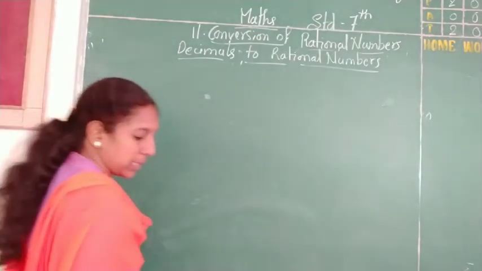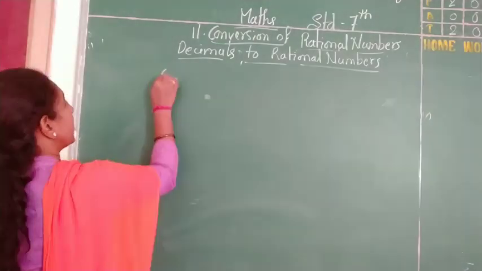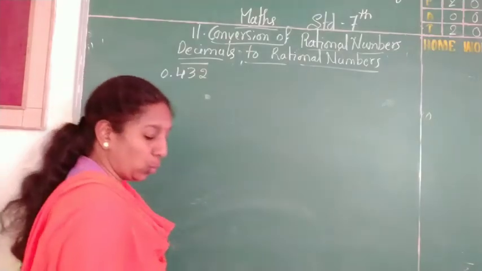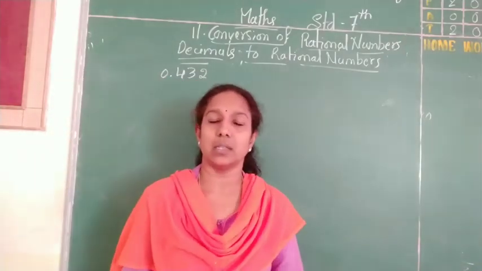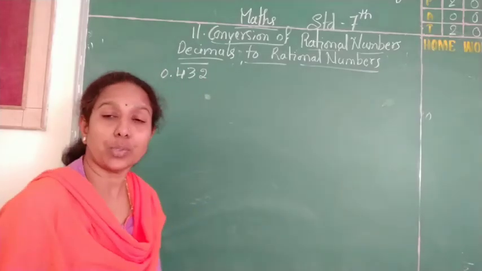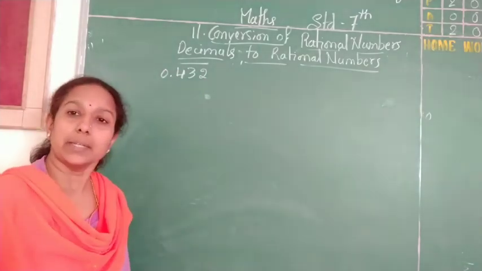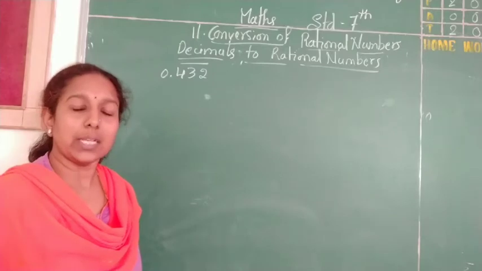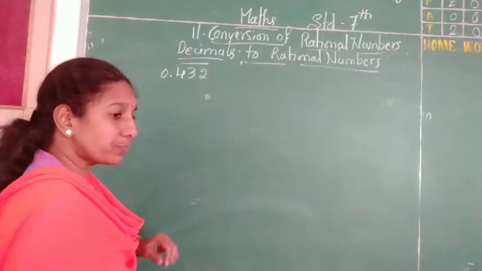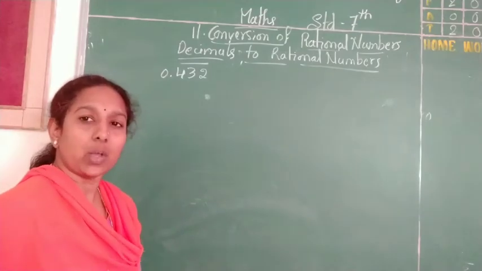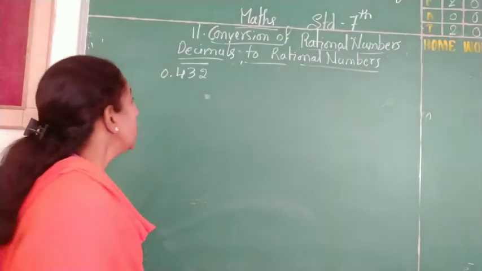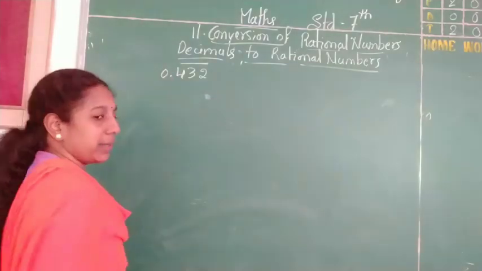Let me take one example, 0.432, where 432 is recurring. How do we convert this into the form of a rational number? Let me explain once again how to do that. All these things I explained in the online class. If you still have doubts, you can watch this video. So these three digits are recurring here.